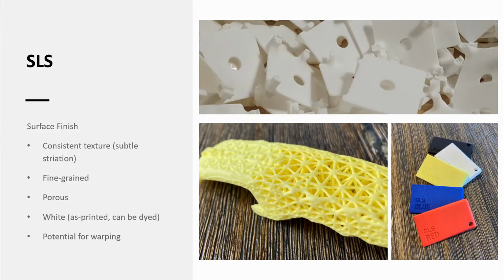A majority of the SLS materials come off the printer a bright white color. However, they're often dyed to a requested color. One important thing to keep in mind with SLS is because these parts are printed at a high temperature and then cooled, there is some potential for warping. And so parts that have large, flat surface areas with thin walls may see some warping and may not be the best fit for SLS.